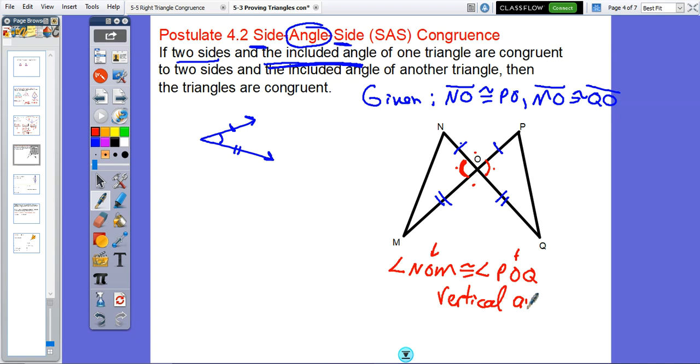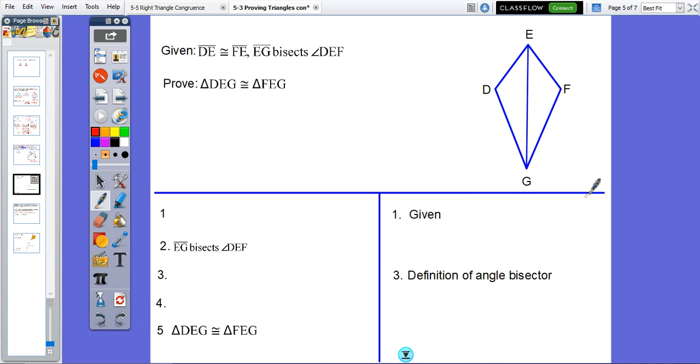So vertical angles are congruent. So you can always assume those 2 things. All right, let's do a proof for this one to kind of support this right here. So we got these 2 triangles.